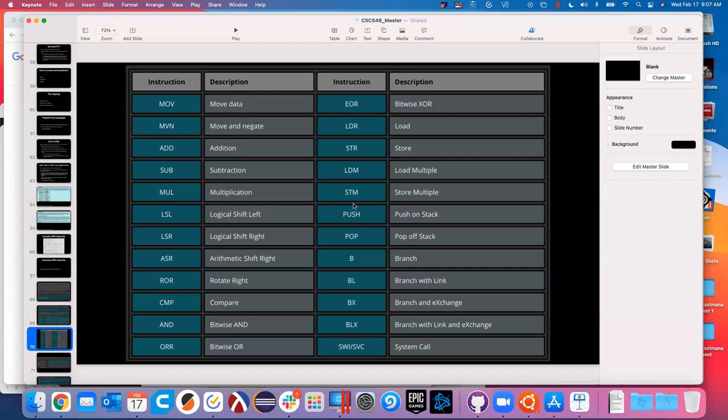So we have the ability to push and pop from stacks. We can branch, so jump to another place in the program. We can branch and link. We can branch and exchange. We can branch with link and exchange. We can perform a system call related to the operating system. These are just some of them, right? I've referenced these as magic tricks. Our CPU knows how to perform a bunch of magic tricks. So each of these would be an example of one of the magic tricks.